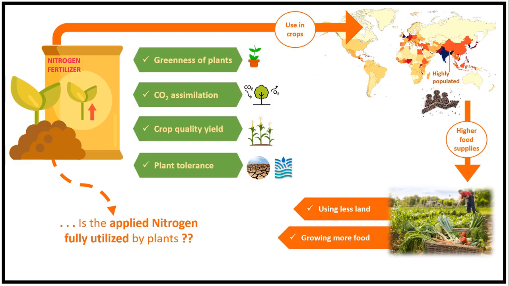In densely populated areas, the use of chemical nitrogen fertilizers has been the primary driver of continuous food production increases, contributing to improved crop yields and the adequacy of land for farming. Thus, the use of nitrogen fertilizers can help secure the food supply. But the question remains, does all the applied nitrogen fertilizer get fully assimilated by crop plants?